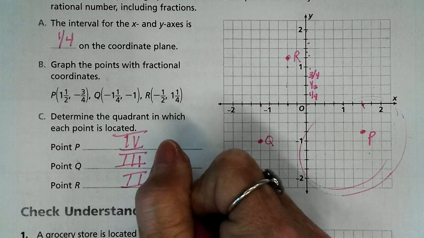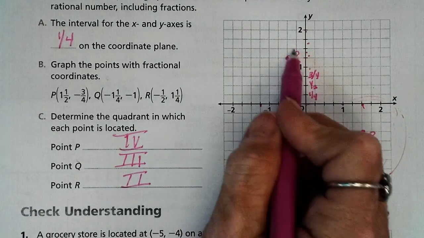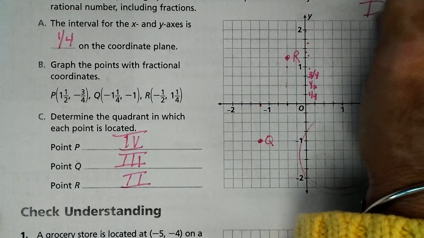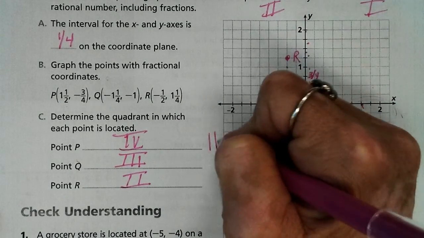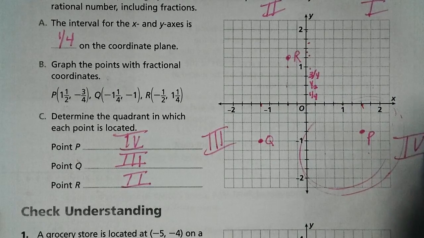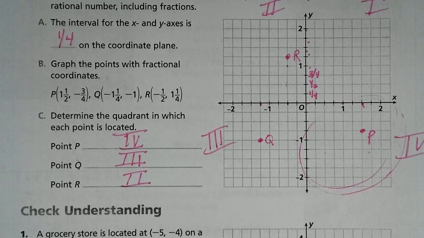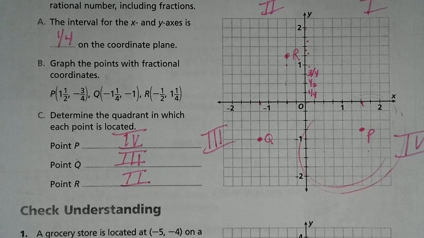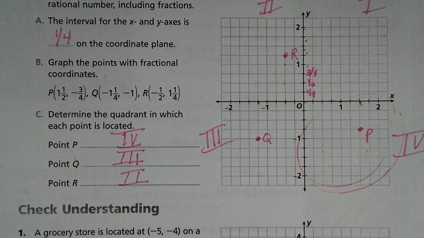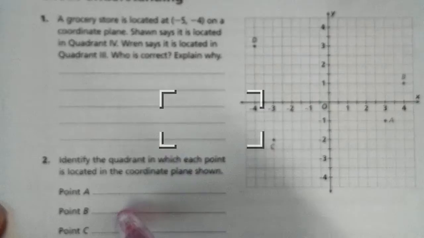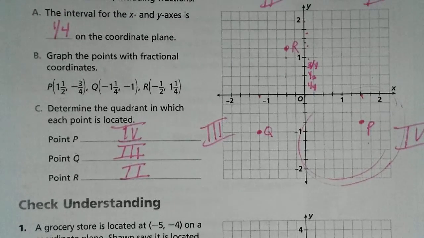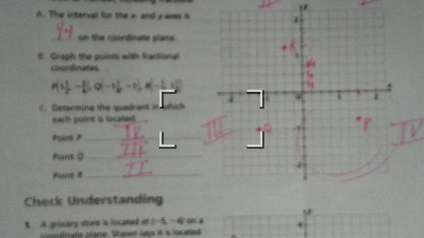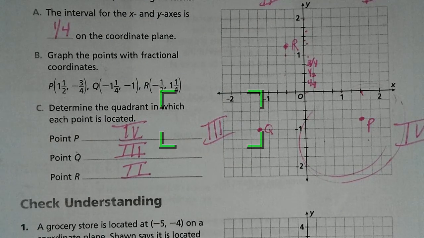No. This is 1, 2, oh, 2. Sorry. I'm like, 3, 4. So it should be in quadrant 2. All right. So we're going to skip 1 and 2. Wait, can you go back to point P? So we're going to skip 1 and 2 of the check understanding, and I want to look at 3, and then I'm going to let you guys work on your own, okay?